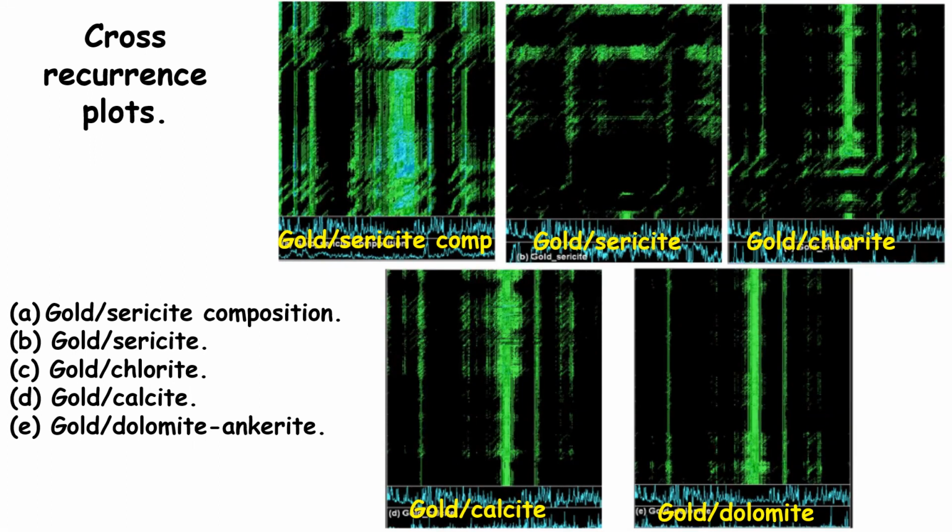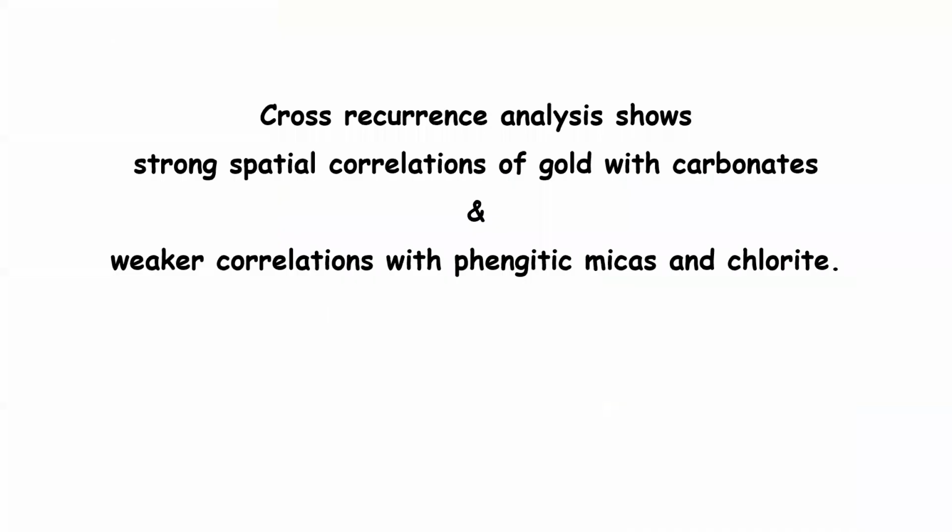These plots indicate that the spatial distributions of all mineral species are part of the same system, but that the depositional process for gold is strongly related to chlorite alteration and the deposition of carbonates, particularly dolomite anchorite. The relationship between gold concentration and cerussite abundance is perhaps incidental, but there are strong cross-correlations between gold concentration and cerussite composition. So cross-recurrence analysis shows strong spatial correlations of gold with carbonates and weaker correlations with the phengitic micas and chlorite.